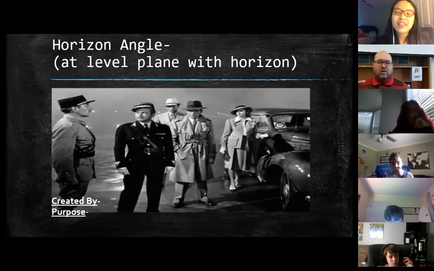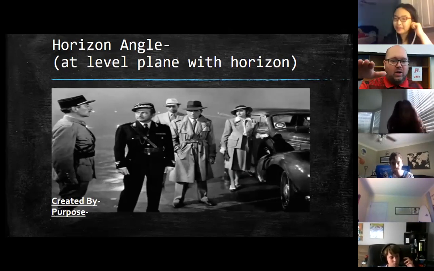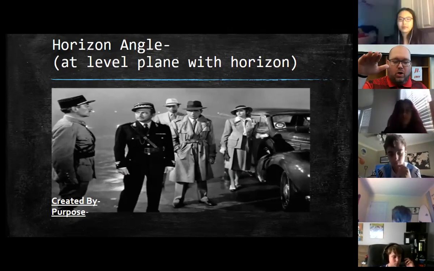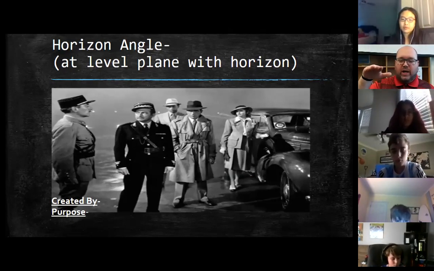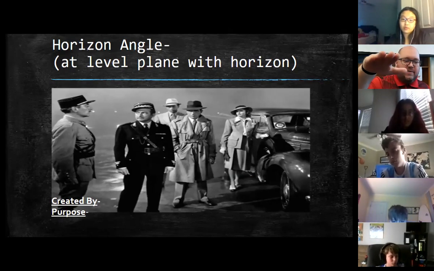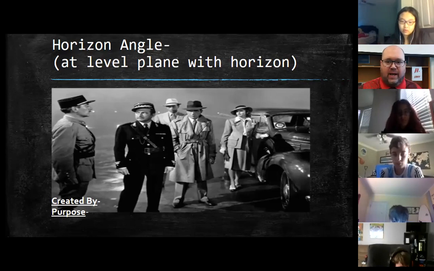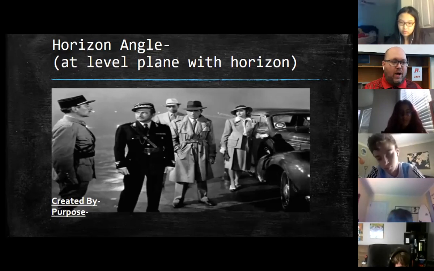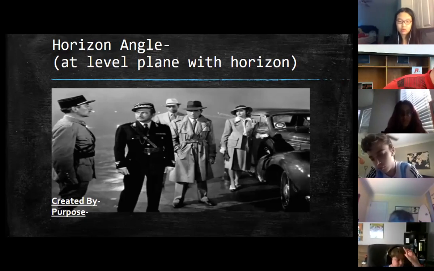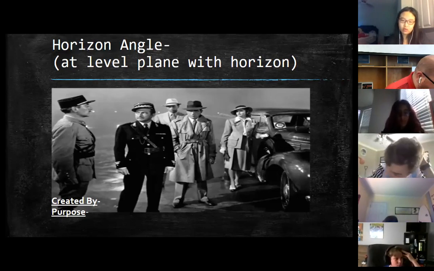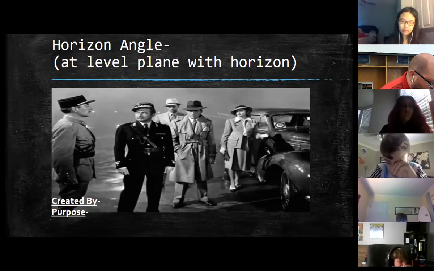A horizon angle is when the camera is at a level plane with the horizon, or a level plane from the ground that you're shooting at. So it's basically nice, flat, and even. So created by: camera placed at a level plane with the horizon. Now, the purpose of this shot, and why this is used so often, is that it makes it clean. We're creating a nice, crisp, clean shot by using this angle.